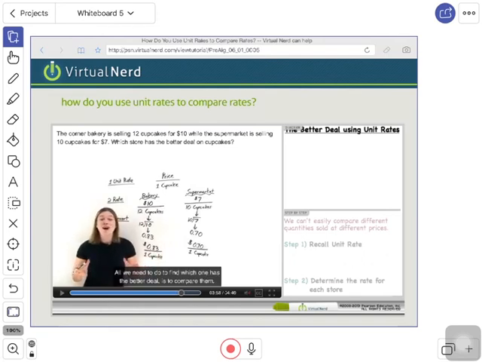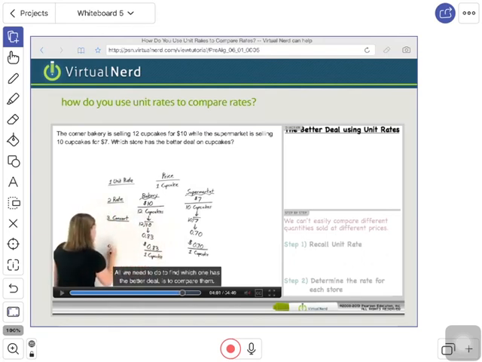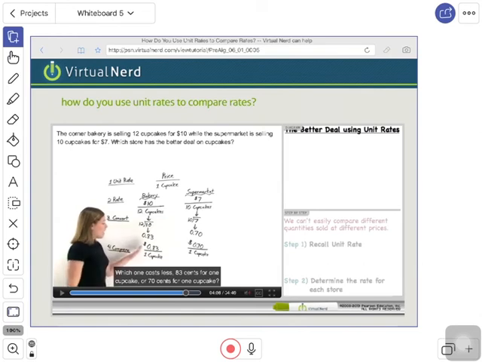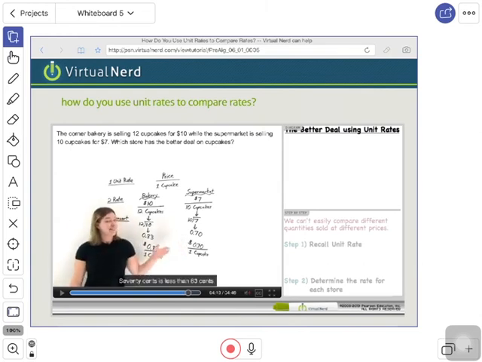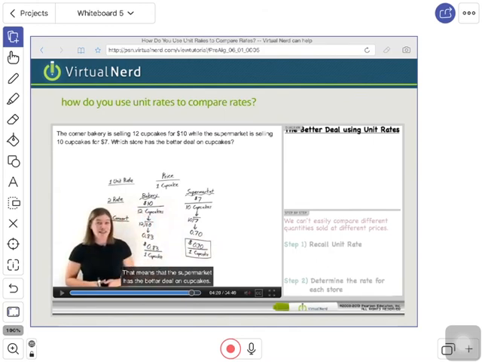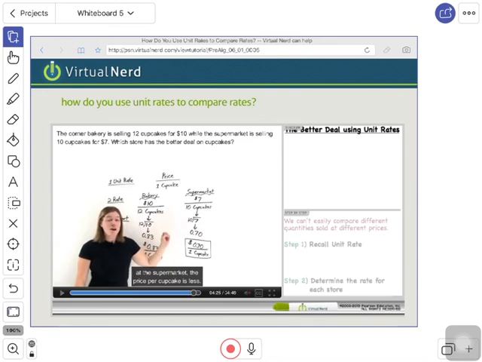All we need to do to find which one has the better deal is to compare them. So let's see. Which one costs less? 83 cents for one cupcake or 70 cents for one cupcake? 70 cents is less than 83 cents. That means that the supermarket has the better deal on cupcakes. Even though you get 2 less cupcakes when you buy at the supermarket, the price per cupcake is less. Here at the supermarket, you get the better deal, 70 cents for one cupcake.